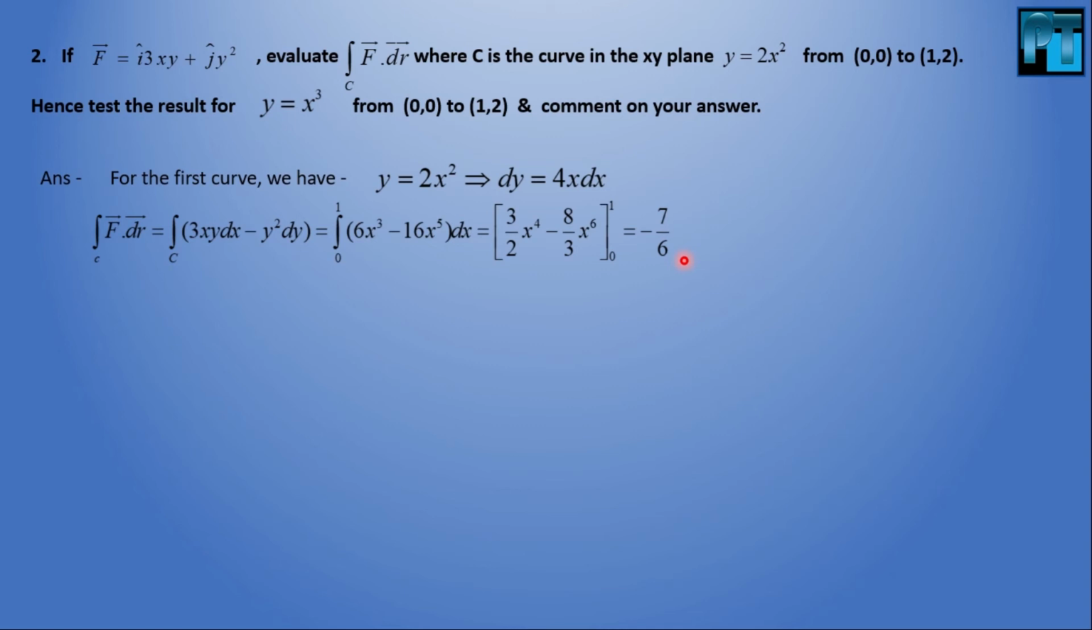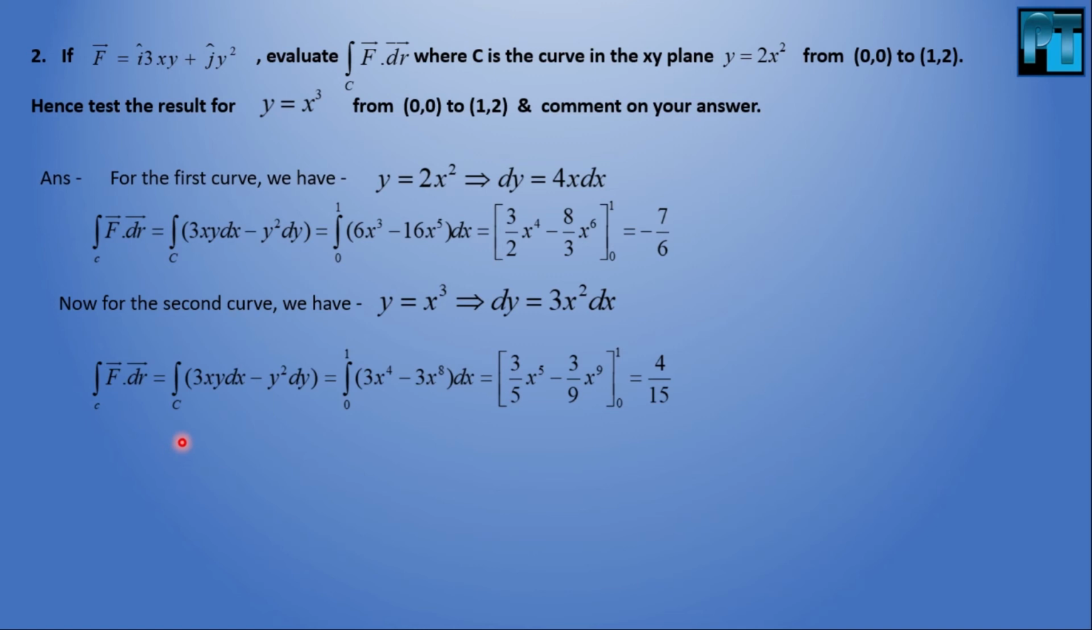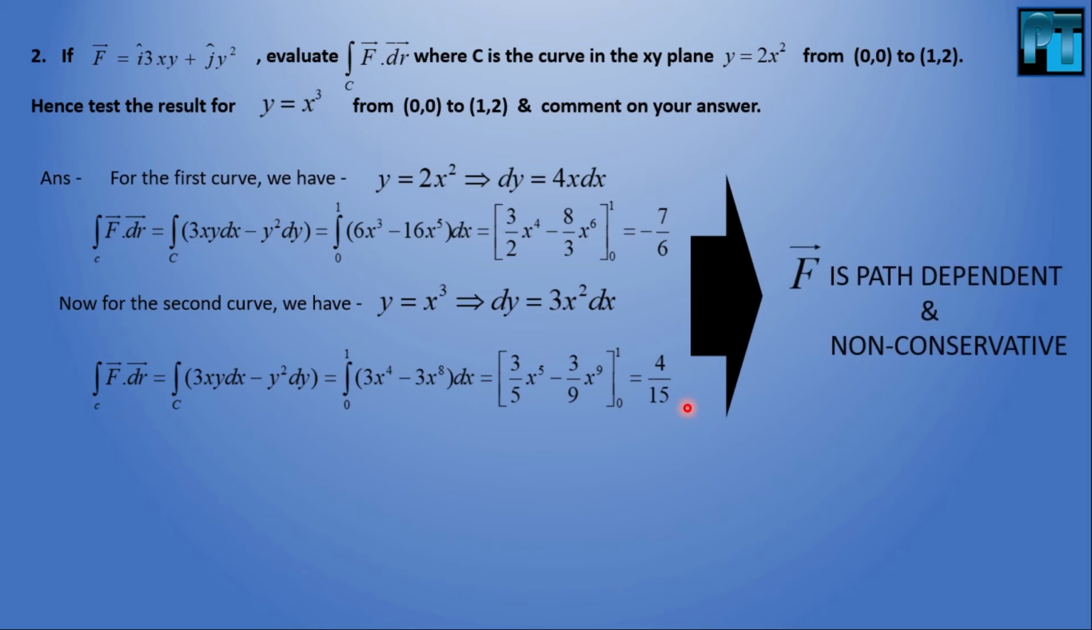Now let's see what happens when we proceed through the second curve. Similarly, we have dy equal to 3x squared dx, and the integration proceeds as for the first one, but the result is 4 by 15. See, same integration through different paths, and the result is different. So it is path dependent, so it is not a conservative one. So what will be the comment on your answer? F is a path dependent, non-conservative vector.